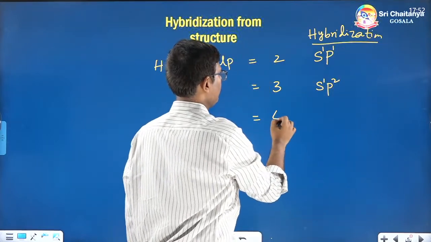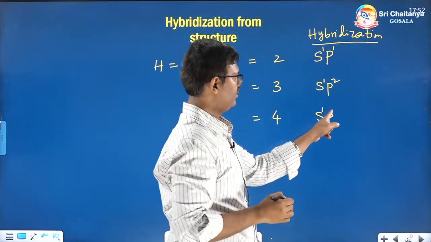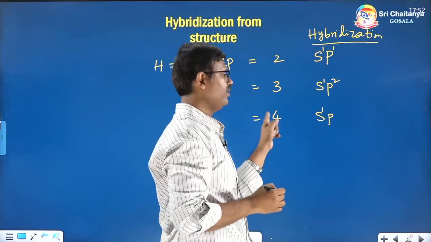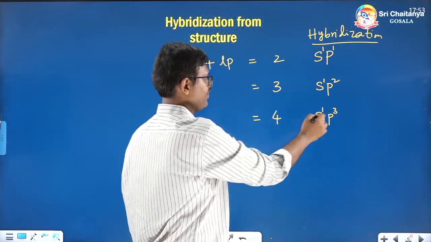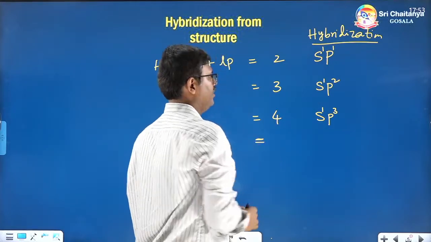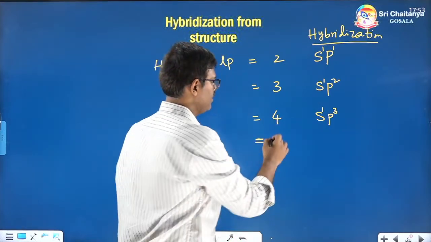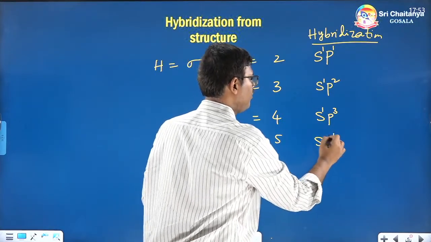Suppose if it is 4, then S is 1, then P should be how much so that you will get 4? P should be 3. 1 plus 3, 4. So sp3 we call it.